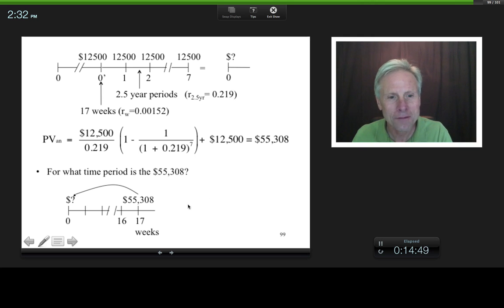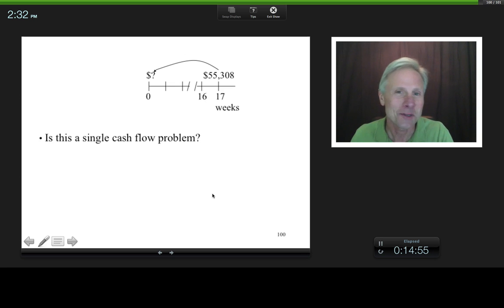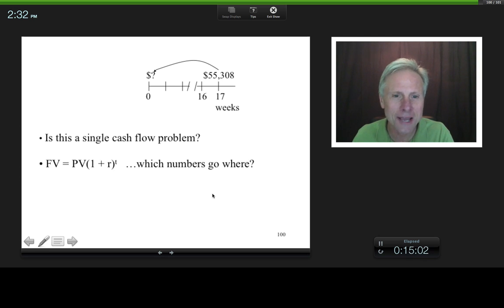So now I have to bring this back to time 0, right? Because that's what the problem says. What is it worth at time 0? Now, is that a single cash flow problem? It is, right? So using the only single cash flow formula that exists, again, which numbers go where? So what's my FV, or later value? Well, that's the 55,308, right? And what's my PV? Well, that's what I'm trying to figure out, right?